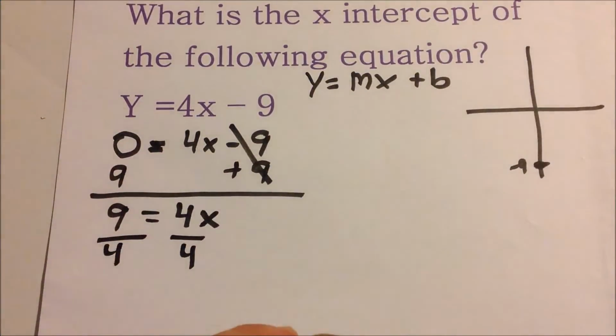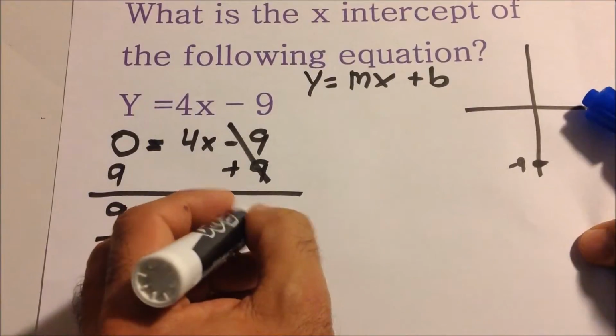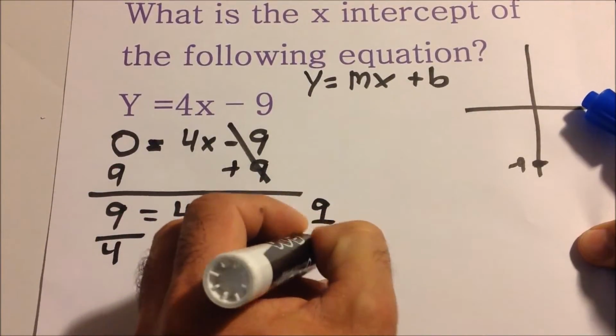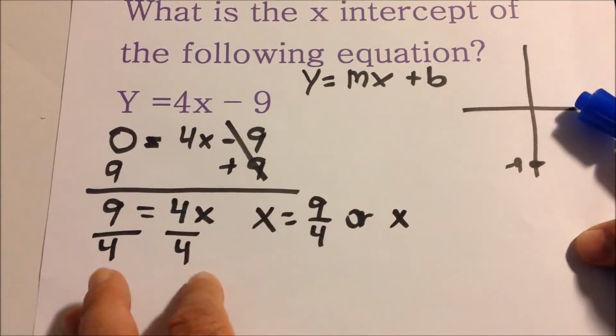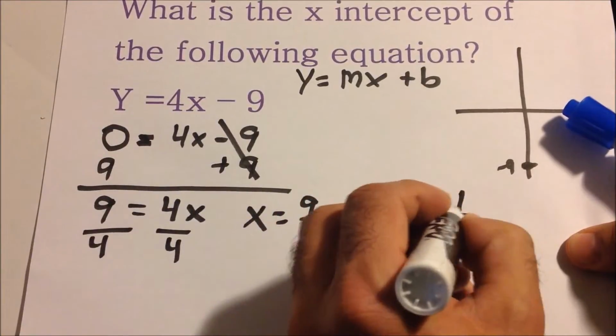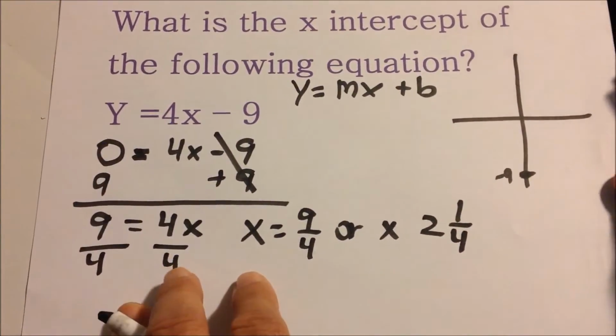And here we have it. X equals 9/4. So x equals 9 over 4. Or we can say, if we want to simplify it, x equals 2 1/4. 2 1/4. Or 2.25.